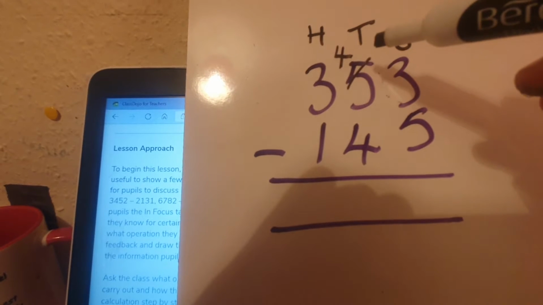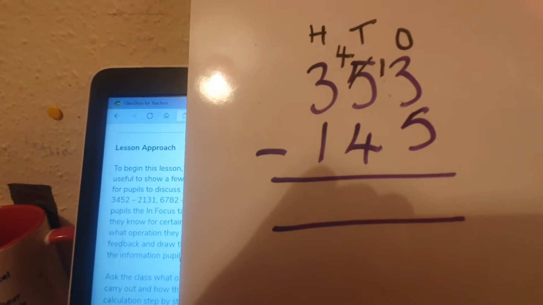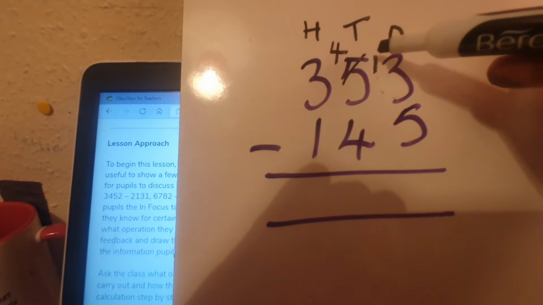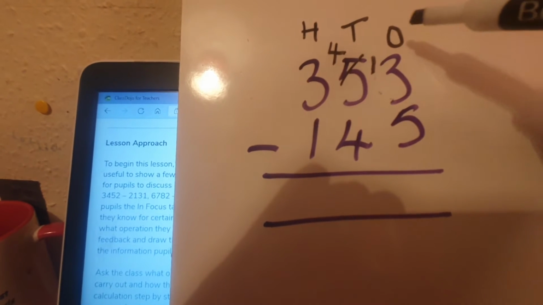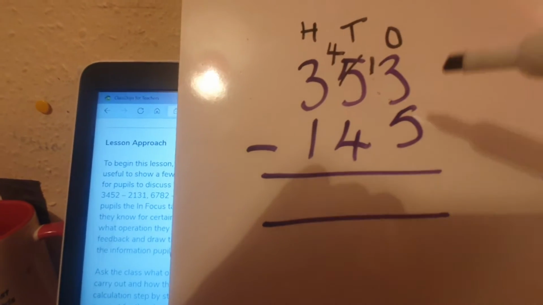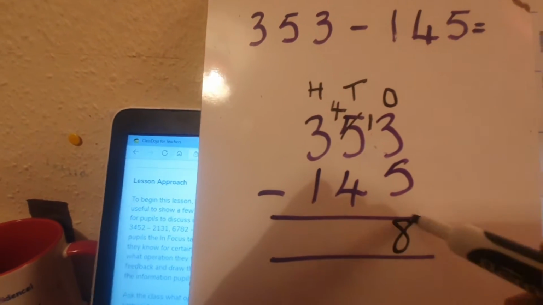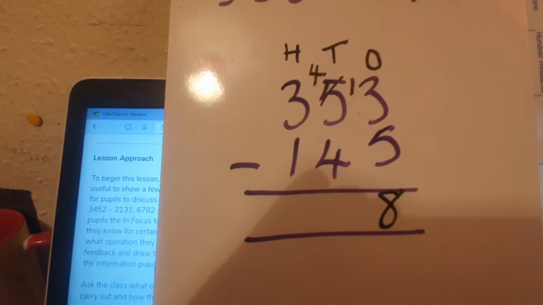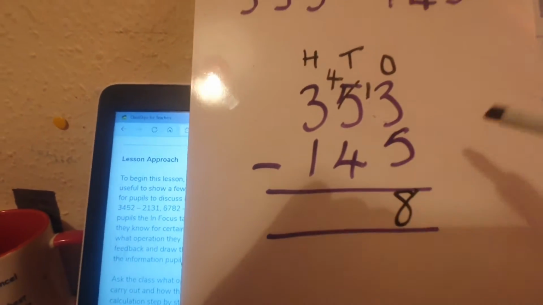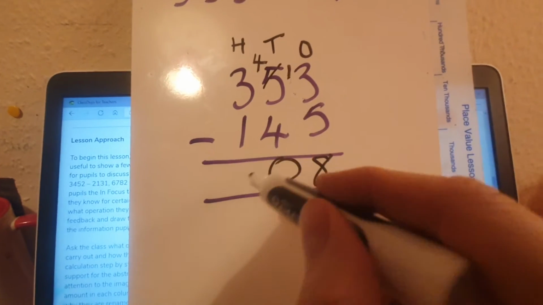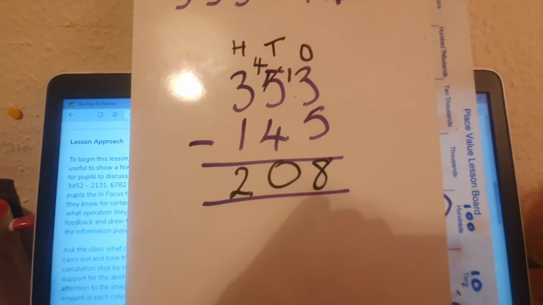And that 1 goes next door against our 3. So we've got a 10 and 3 ones. Altogether, we have 13 ones now. Subtract 5 ones, which is 8. Okay? And we've got 4 tens. Subtract 4 tens, which is 0. And then 3 take away 1 is 2.